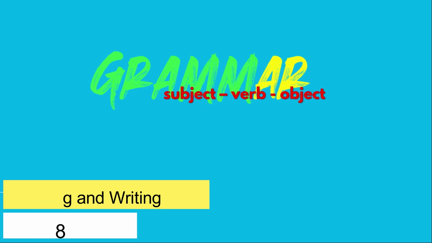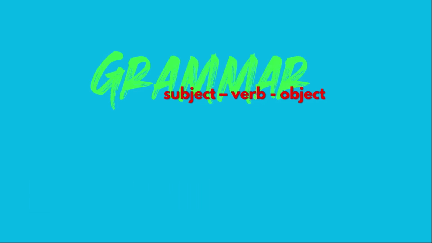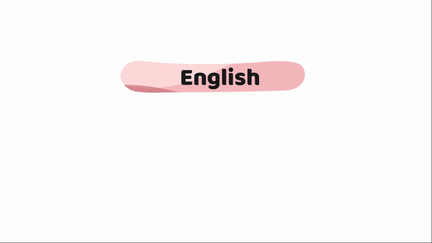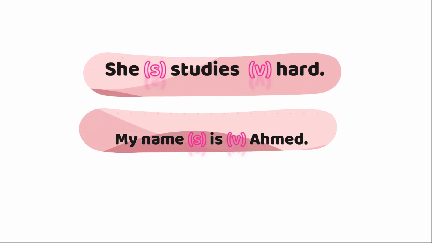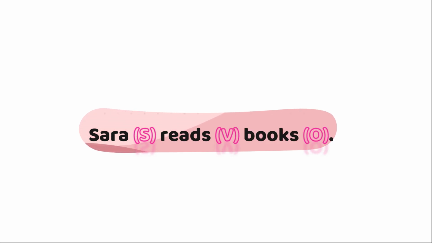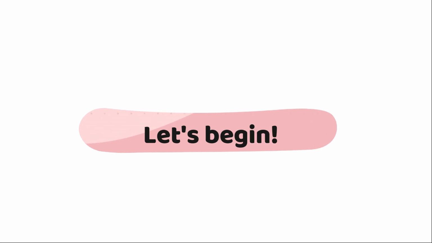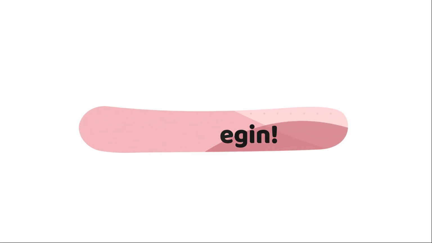We'll be looking at subject, verb, object, SVO. Did you know that English is known as the SV language or the SVO language? Because in every sentence there is a subject and a verb, and in some sentences we have subject, verb, object. So that's what we're going to look at today: the SVO, the subject, verb, object.